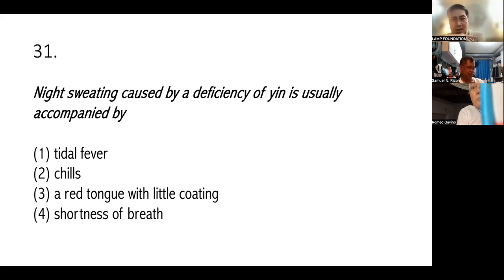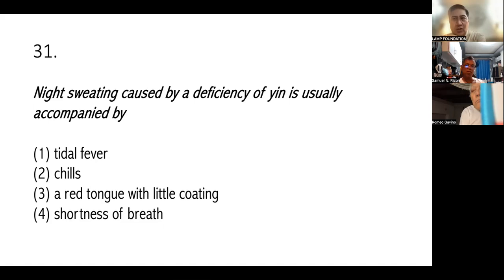Okay. Let's go back to tidal fever. Definitely you don't have chills pag night sweating, di ba? Bakit ba nagchi-chills ang tao? Kailan nagchi-chills? Pag nagkaroon siya ng wind cold. Wind cold, wind heat? Opo. So sa wind cold, mas maraming chills kaysa sa fever. Yung wind cold po kasi may chills, no fever, tapos no sweating din. Tapos yung heat naman, more on sweating din siya. Tapos, ayun, may fever.